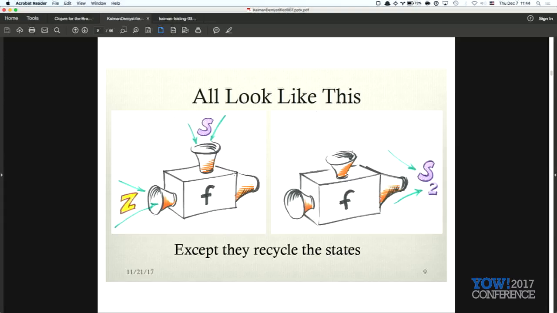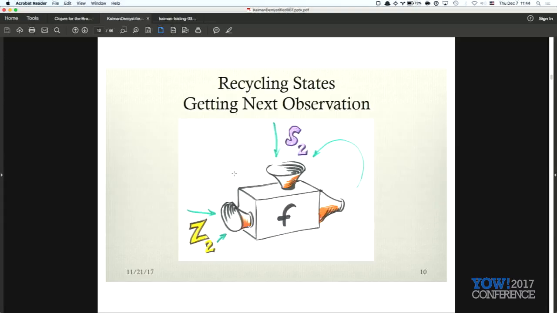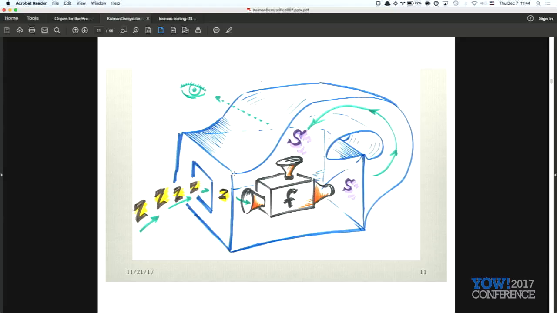There's some function. You put in an observation on the left and a current state on the top, and you get a new estimate of the state. Except they recycle the states. Boom. Take the old state, put it in the top, new observation in on the left, and we're going to get a new state. And we just keep cycling this around. So as you saw, the little angles are going tut, tut, tut, and I'm getting better and better estimates of the state. I'll show you that in the next cartoon.